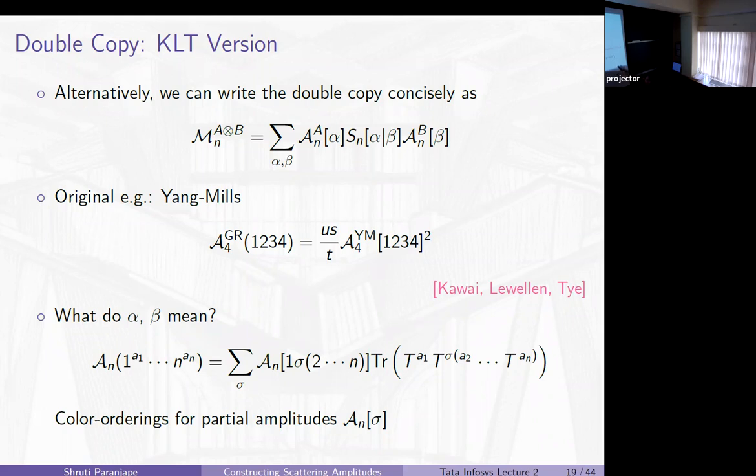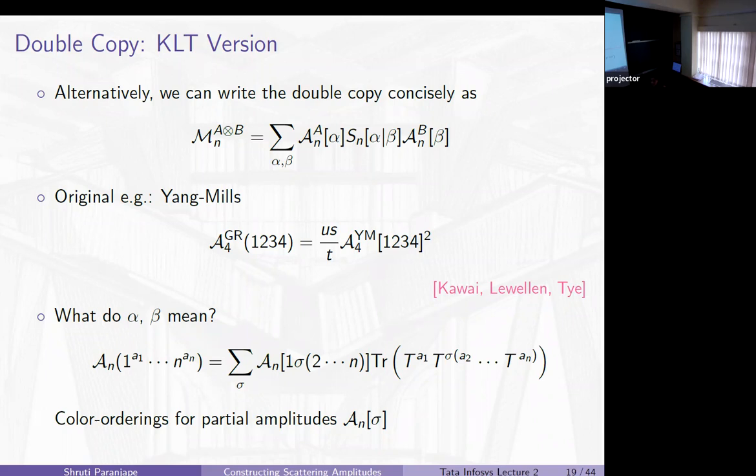S is known to all n, and it's a function of these orderings, alpha and beta. So there are (n-3)! orderings to choose from. At 4-point, that's just 1. So if I choose that to be 1, 2, 3, 4, then S[1,2,3,4|1,2,3,4] is u s over t.